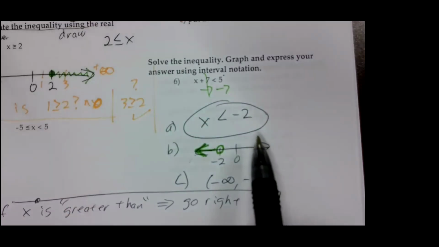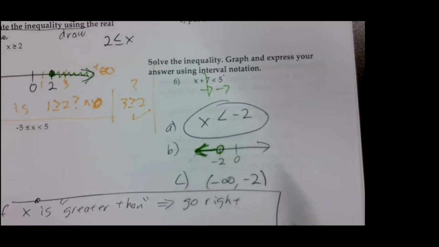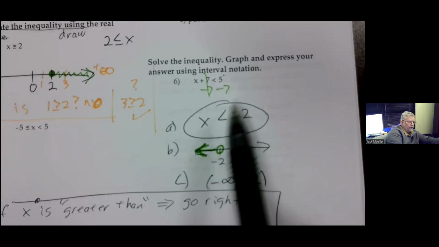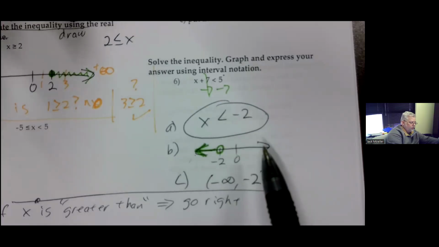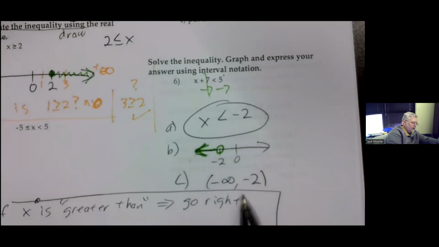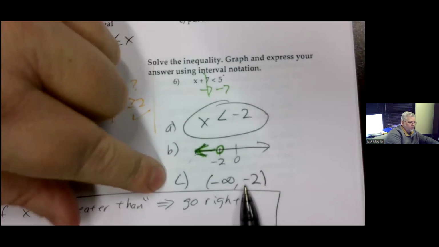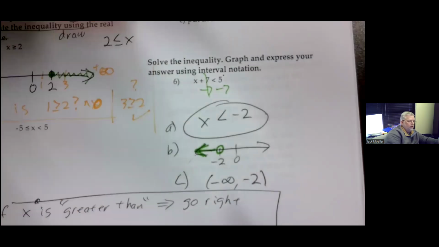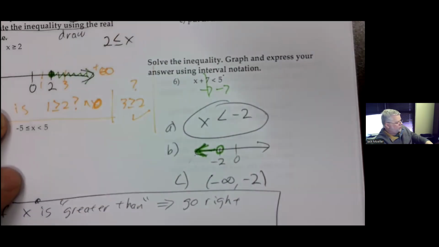Now, sometimes they want just the inequality notation. Sometimes they want that and the graph. Sometimes they want just the interval notation. They don't always want all 3 parts, but you need to find all 3 parts most of the time. If they just want interval notation, you have to do all this anyway. They just want that part. So make sure you're reading the instructions on these problems.